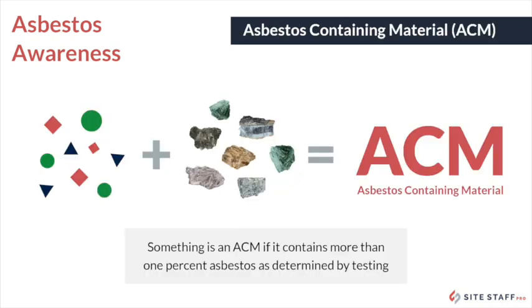It is common for asbestos to be combined with other components into an asbestos-containing material, or ACM. Something is an ACM if it contains more than 1% asbestos as determined by testing.